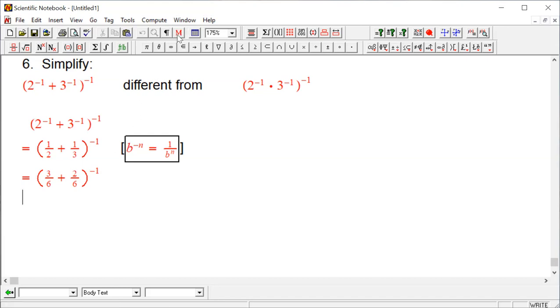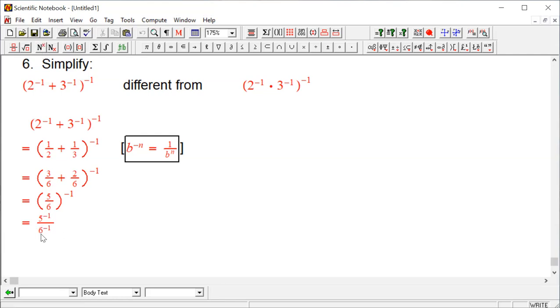All right. Now, inside the parentheses, we have the same denominator 6. And 3 plus 2, that's a 5. And then raise to the power of -1. Afterwards, now we can apply the -1 exponents. So we're going to have 5 to the power of -1 over 6 to the power of -1.